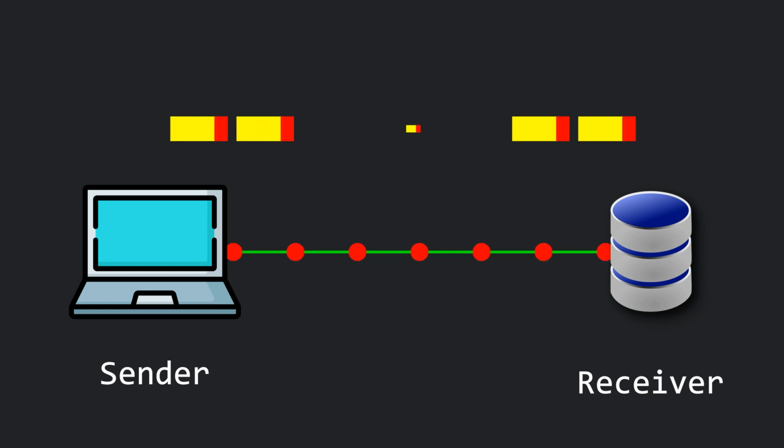If a packet gets lost during transmission, the receiver won't send an acknowledgement. The sender waits for a specific amount of time, and if no acknowledgement arrives, it automatically resends the missing packet. Thanks to this system, no data is lost.